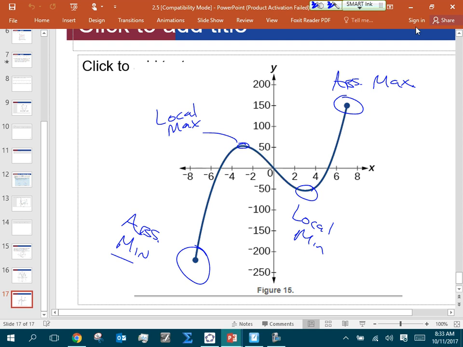Phrase that. I know what you're saying, but phrase it better. What is happening as we move that way? It's increasing, and then from there it's decreasing. Is that what you're saying? Okay, you transition from increasing to decreasing or decreasing to increasing, right?